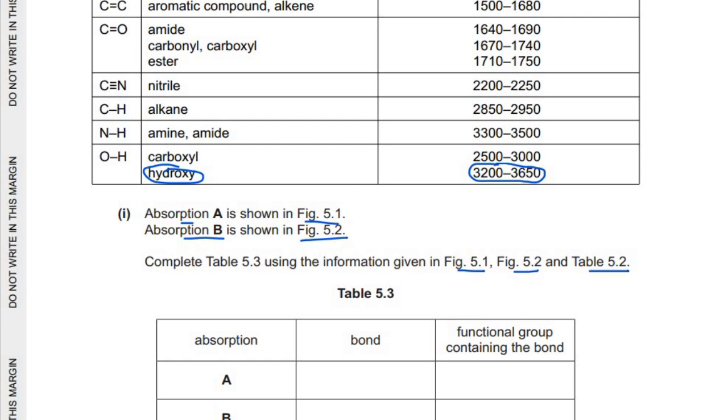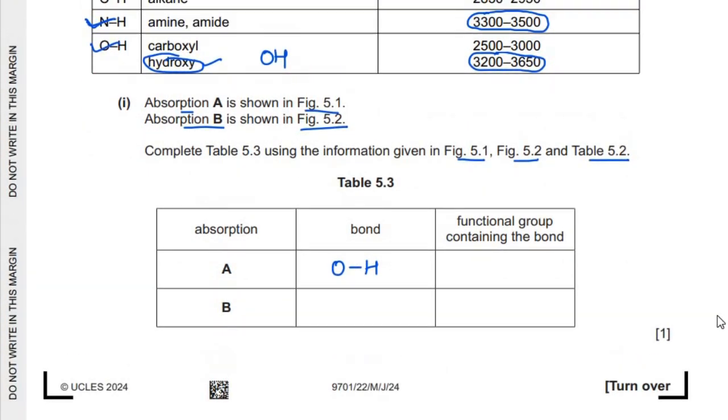There is also a 3300 to 3500 absorption for N-H, that is an amine. But we know an N-H amine is not present in our compound, as there is no N in the formula. So the only possibility left is the hydroxyl group, that is, an alcohol may be present. So the bond is the O-H bond. For the functional group containing the bond, we can write an alcohol or a hydroxyl group.